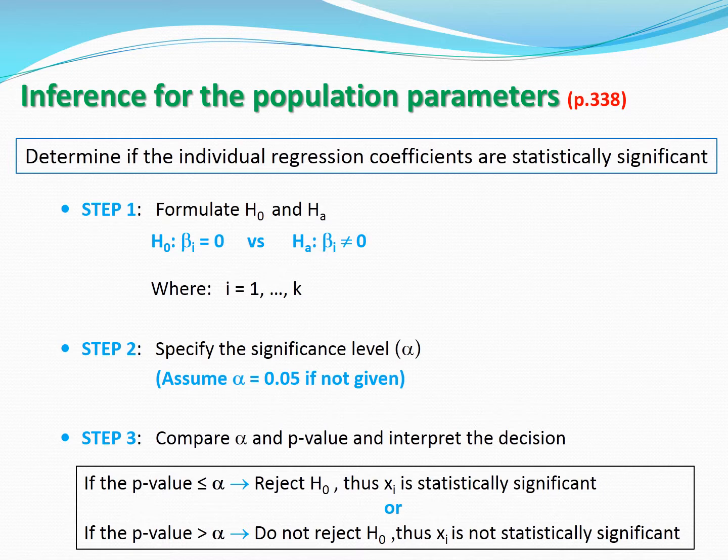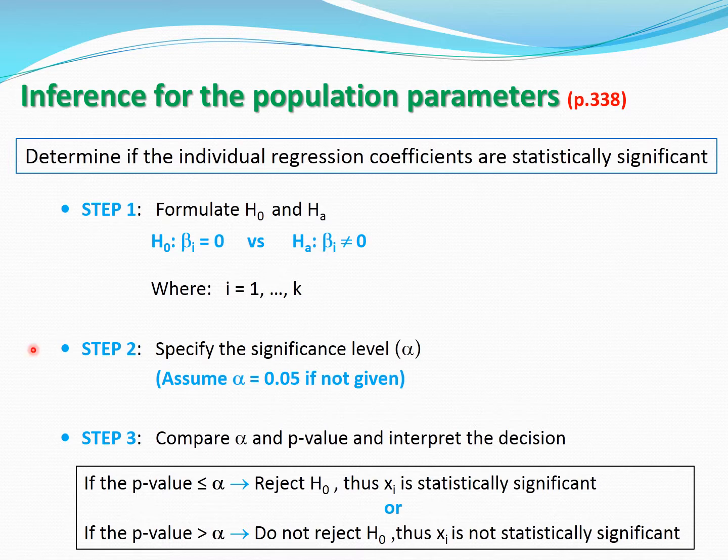In step 1, we formulate the null and alternative hypothesis. So in the null hypothesis, we state that the regression coefficient is equal to 0, and this implies that there is no linear relationship between our x and our y. Then in the alternative hypothesis, we state that the regression coefficient is not equal to 0, and this implies that there is a linear relationship between our x variable and y. And we can do this hypothesis test for all the individual independent variables.